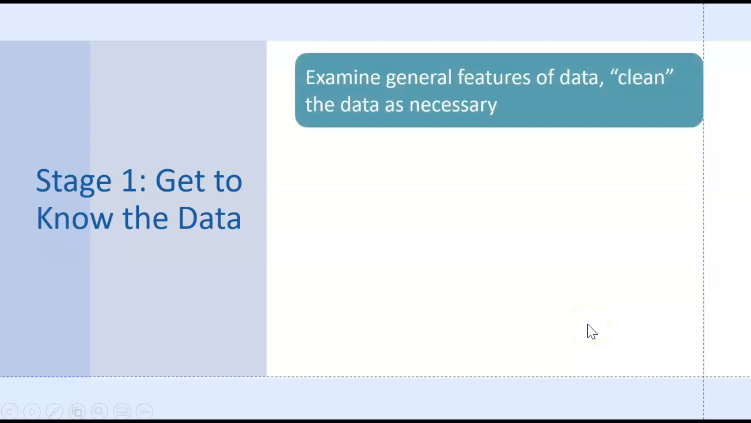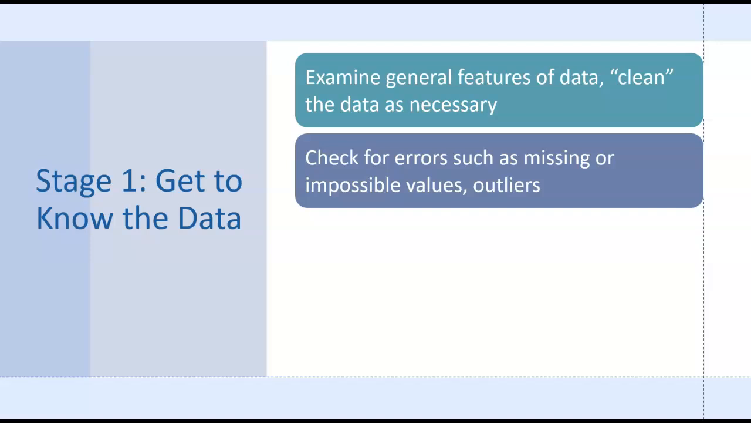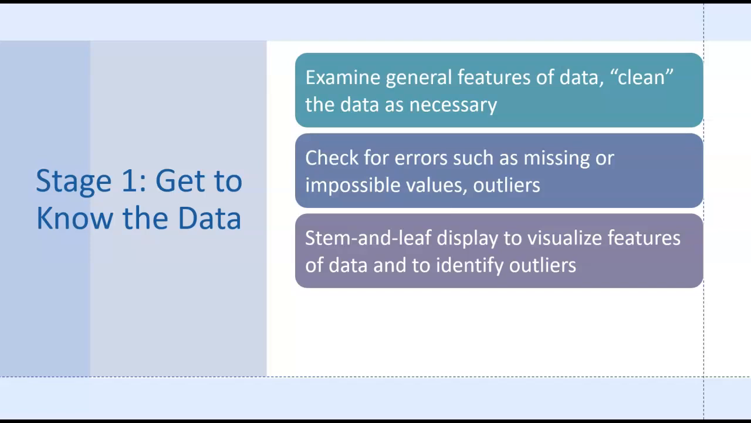So the first stage, getting to know the data, should be review from what you learned in your Pallant homework. You're going to look at the basic features of the data and clean things up if you need to. You're going to be looking for mistakes, missing values, impossible values, outliers. And again, this is something that you did in your Pallant homework. You may want to do stem and leaf displays so that you can identify outliers and then make mindful decisions about what to do about those outliers.